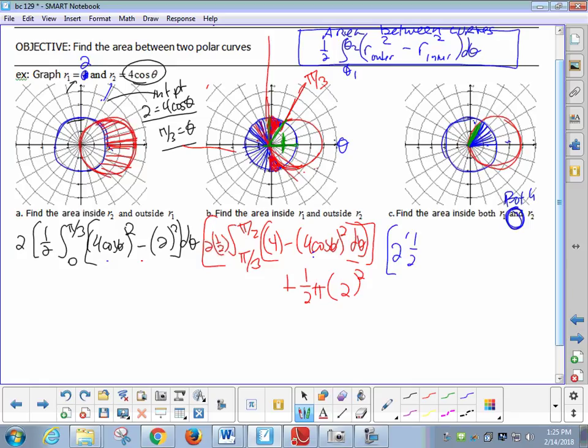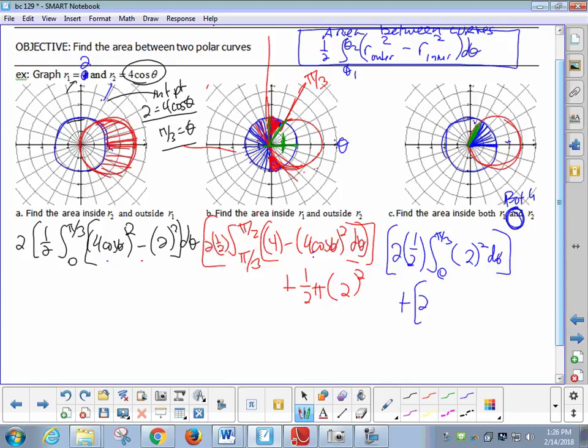2 times a half because there is symmetry. From where to where? The blue starts at 0 and goes to pi over 3, and it's inside the blue, which is 2. Are you with me so far in the blue? Okay. Now I need to add the green.